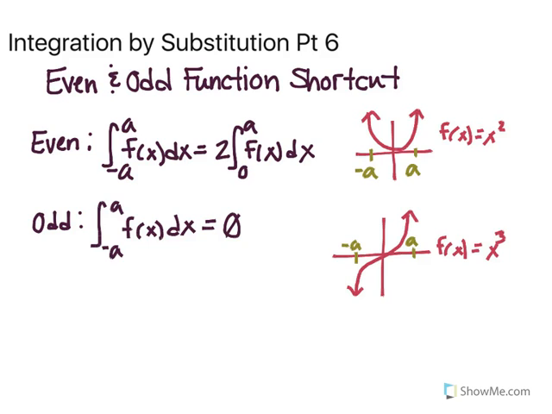Let's say that we have the function f of x equals x squared. We have negative a here and positive a here. They have to be the same value, so negative 1 and positive 1, negative 2 and positive 2. Otherwise, this does not work. The negative a and the a have to be the same values, just one positive and one negative.